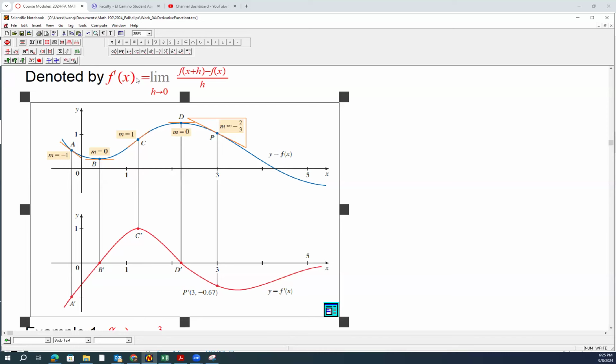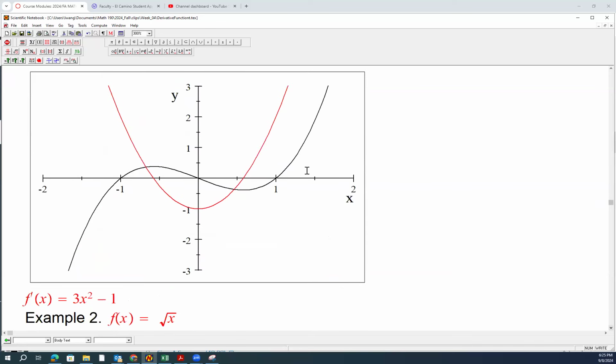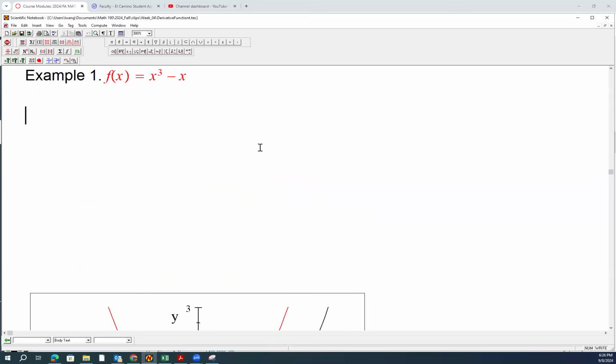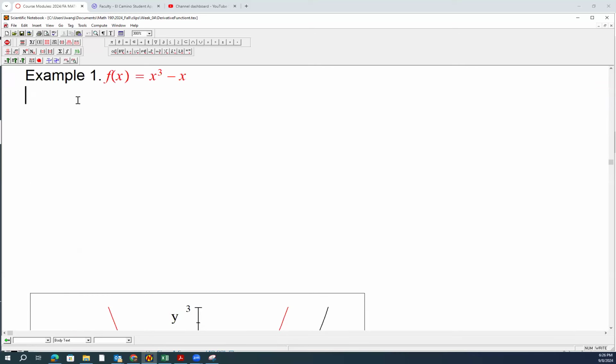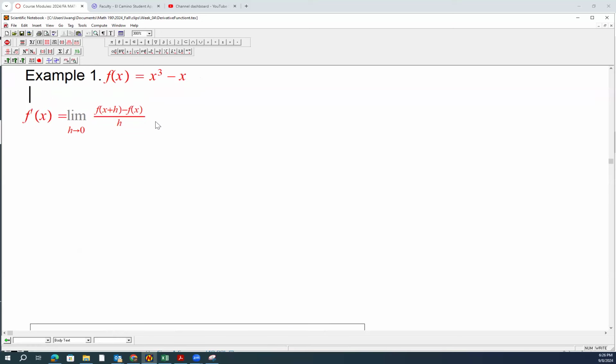All right, so let's use the formula to find derivative functions for a couple of functions here. I've chosen this function, and we're going to apply the definition. The definition goes like this. We have f of x, and we need f of x plus h. So x will be replaced by x plus h. Everywhere, x will be replaced by x plus h.